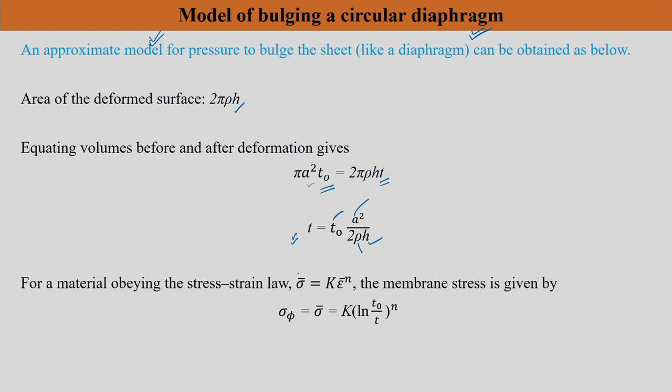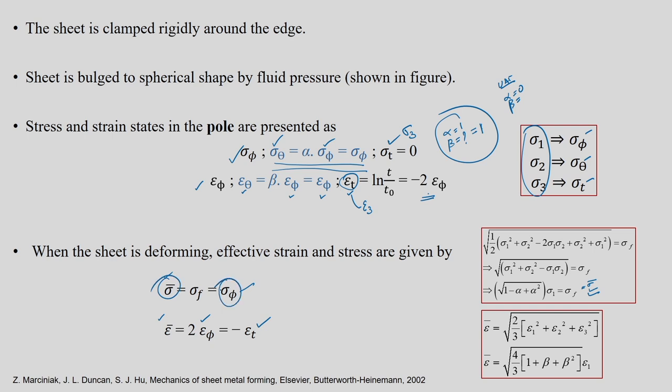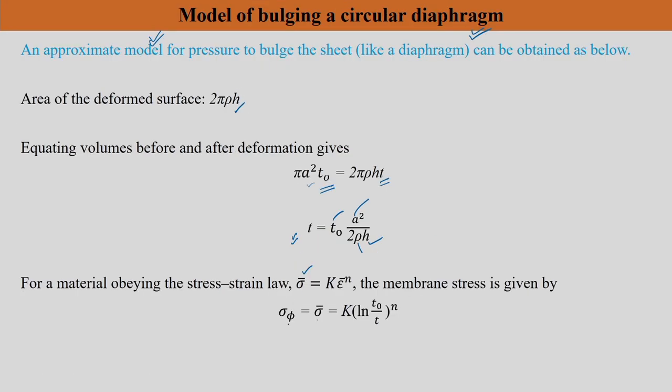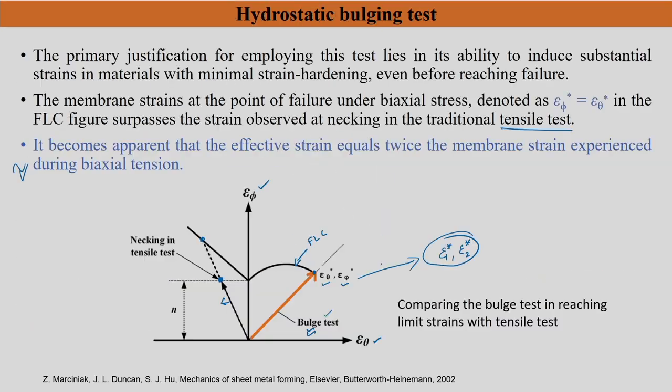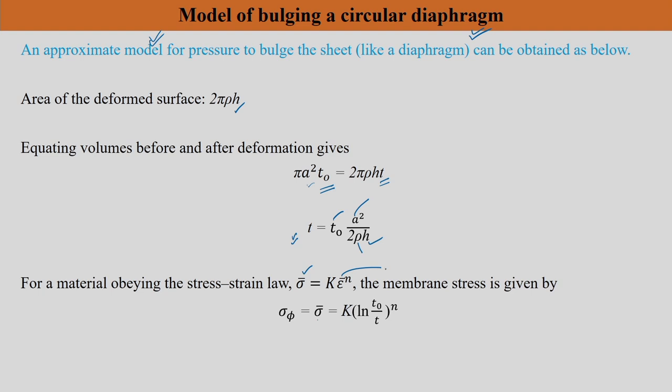Now again, as usual, we are going to consider sigma bar equal to k epsilon power n. Sigma bar is nothing but sigma phi, which we already derived, right? So sigma bar equal to sigma phi equal to k, epsilon bar to the power n. What is the value of epsilon bar? Epsilon bar is nothing but minus epsilon t, which is nothing but ln of t naught by t. It is generally t by t naught, but because you have the minus, I am writing ln of t naught by t, power n. This will be useful for us.